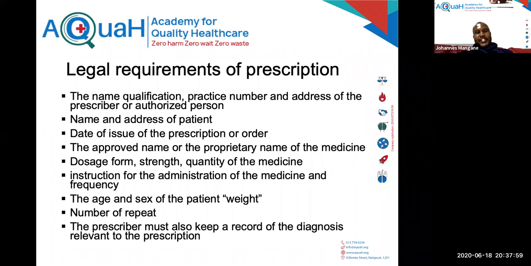Then you have the quantity of the medication, obviously. How much are you dispensing to the patient? Then it's the instructions you are giving the patient on how to administer the medication, which would also include the frequency, the age and sex. You'll see that I've put weight in exclamation marks, because it plays a factor when the medication is more dose dependent rather than depending on other factors that metabolize the drug.